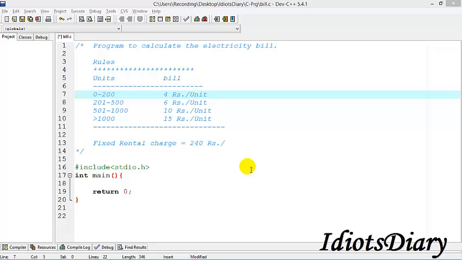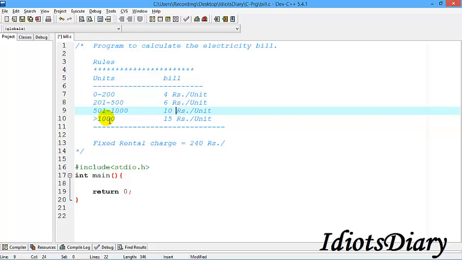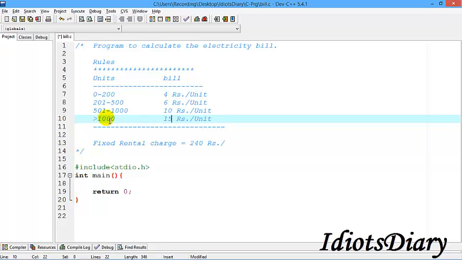Now we will move to another program which calculates the electricity bill. The rules for calculating electricity bills are given below. The first 200 units that you have used cost 4 rupees per unit. More than 200 units but less than 500 units cost 6 rupees per unit, and from 500 to 1000 units cost 10 rupees per unit. If your use goes beyond 1000 units then it costs 15 rupees per unit, as well as fixed rental charges of 240 rupees are also included in the bill.